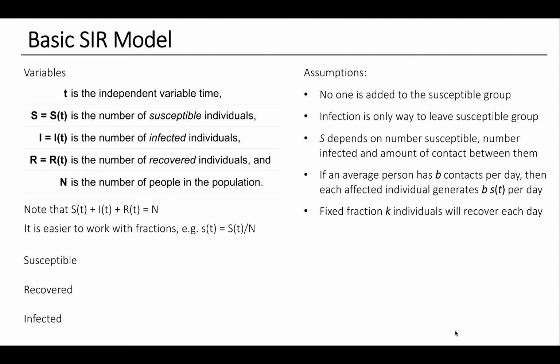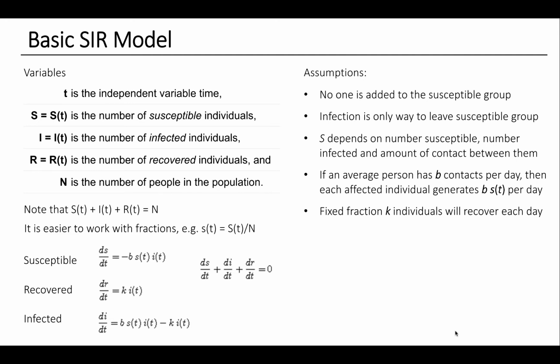So basically you'll see me divide the number of susceptible, infected, and recovered by the total number of people. That'll give me a lowercase s of t, which will be the fraction of change. And then the rates are going to be a series of differential equations.